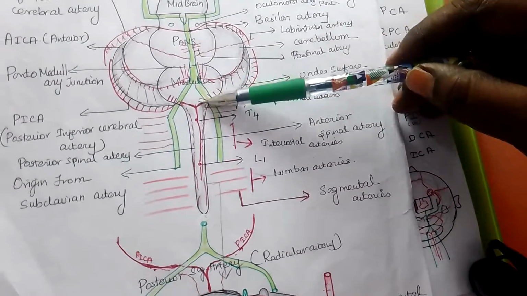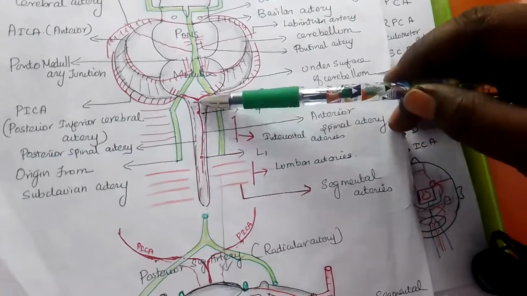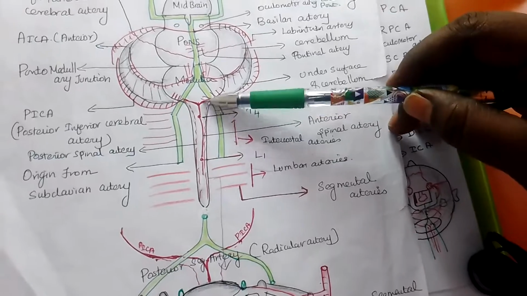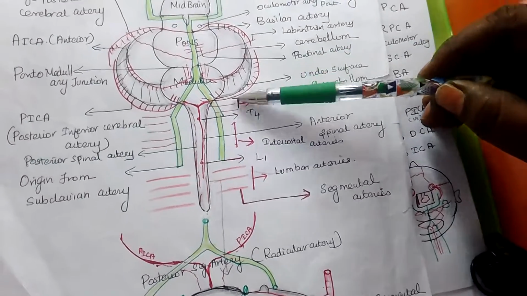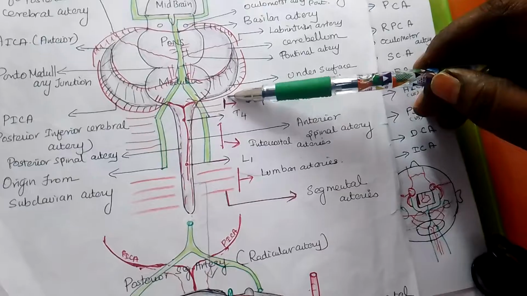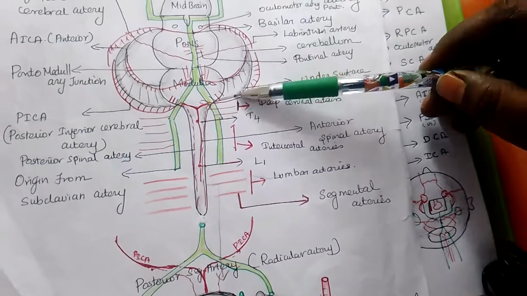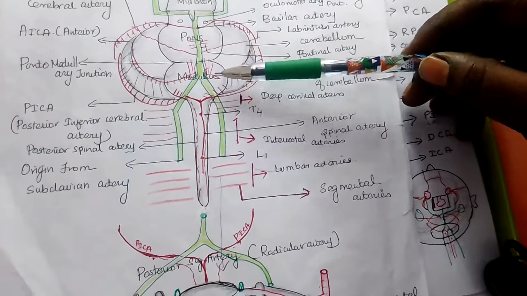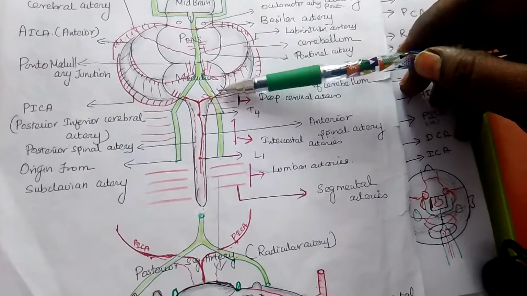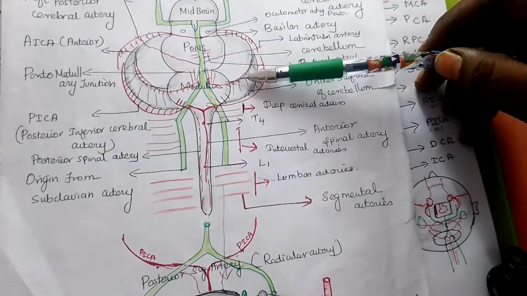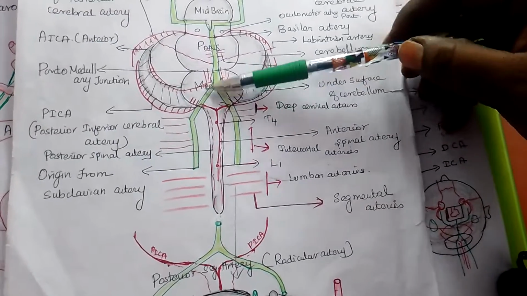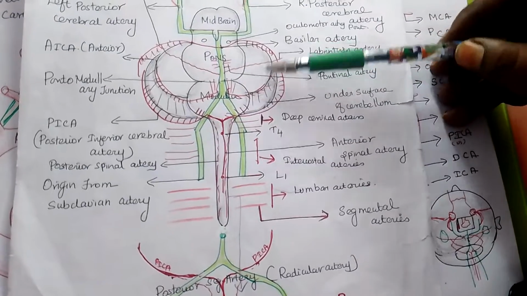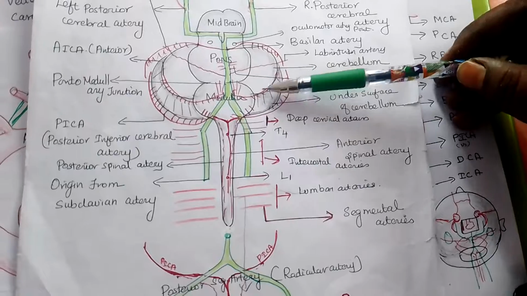And then in the branches, two arteries are joining together and coming down. This is called the anterior spinal artery. And just above that, under the surface of the cerebellum, there is the posterior inferior cerebral artery, which is called PICA. It also supplies the lateral and middle part of the medulla. And then AICA, the anterior inferior cerebral artery.